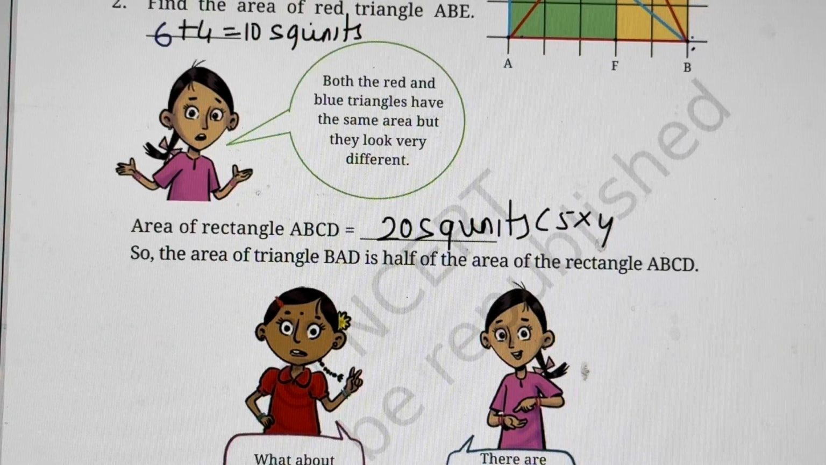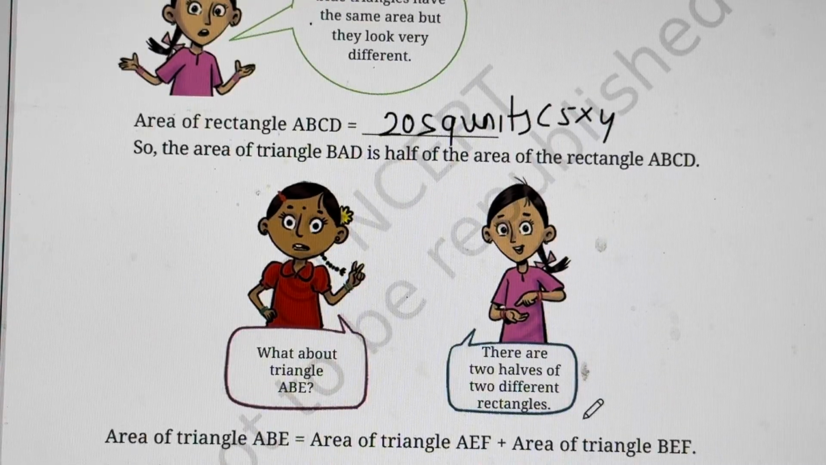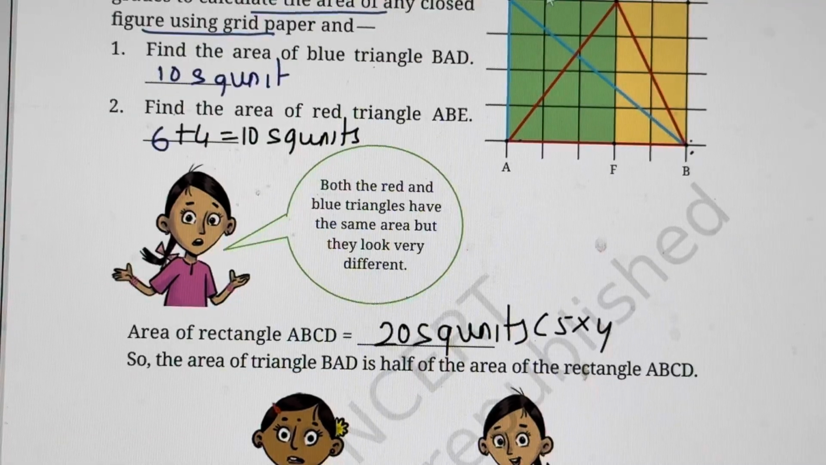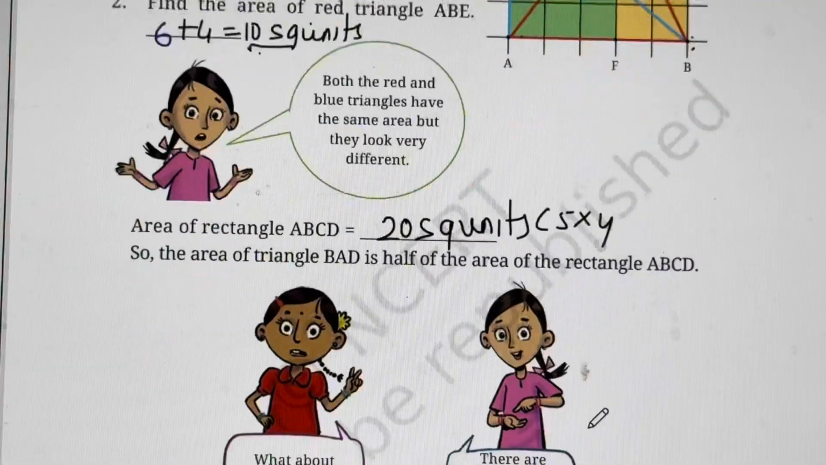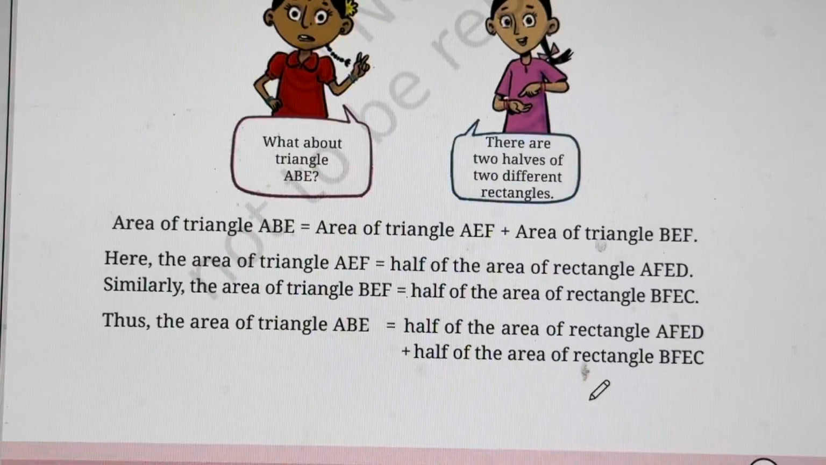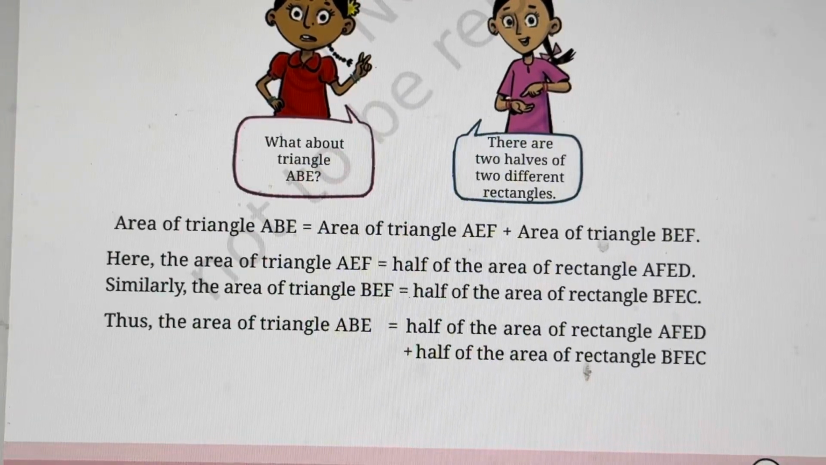What about triangle ABE? Now there are two halves of two different rectangles that also we saw. And these two small rectangles together make a bigger rectangle, right? So the red triangle here, I divided it into two triangles. This was half of this rectangle, this was half of this rectangle. And together, this can also be said as the half of the full rectangle. That's why we got the area as 10 square units. Again, it is half of the previous one.